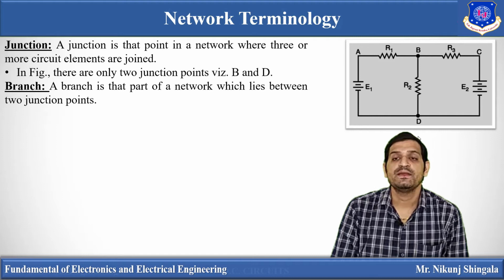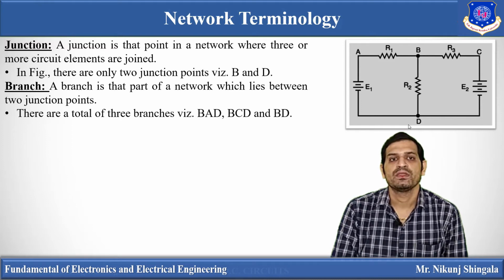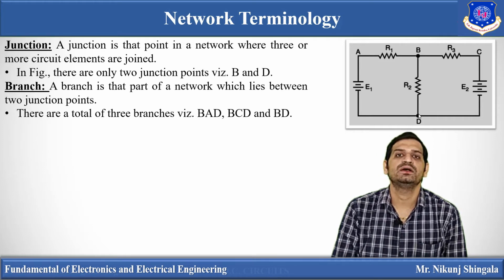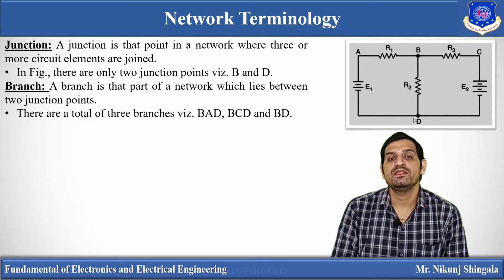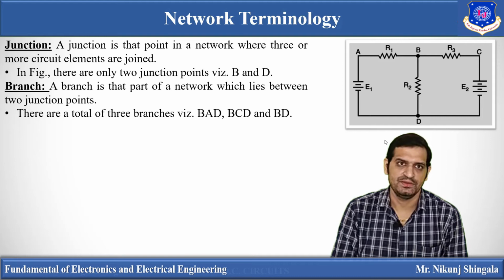Branch. It is a part of the network which lies between two junctions or points. Here we can say AB is a branch, BC is a branch, BD is a branch because each lies between two junctions or points. So there are a total of three branches we can see here. BAD is one branch, BCD is another branch and BD is a third branch. So it is a part of the network which lies between two nodes or junctions.